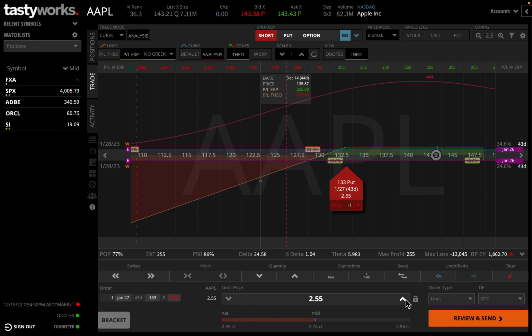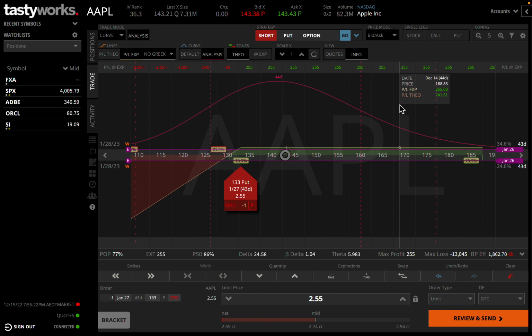And you'd see the premium you're collecting there is $255, right? Now, let's say you want to reduce your risk, you want to go wider. If you look at these probability numbers, probability of profit is 77%. So it's got a 77% chance of staying within this range that you're selecting, you see.